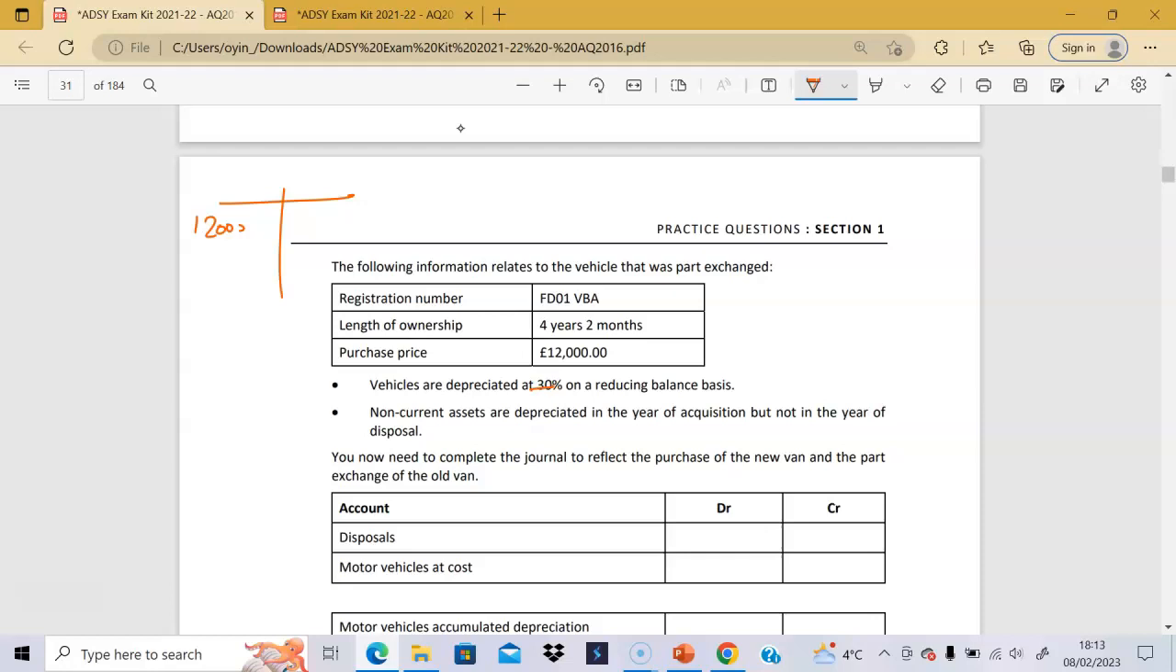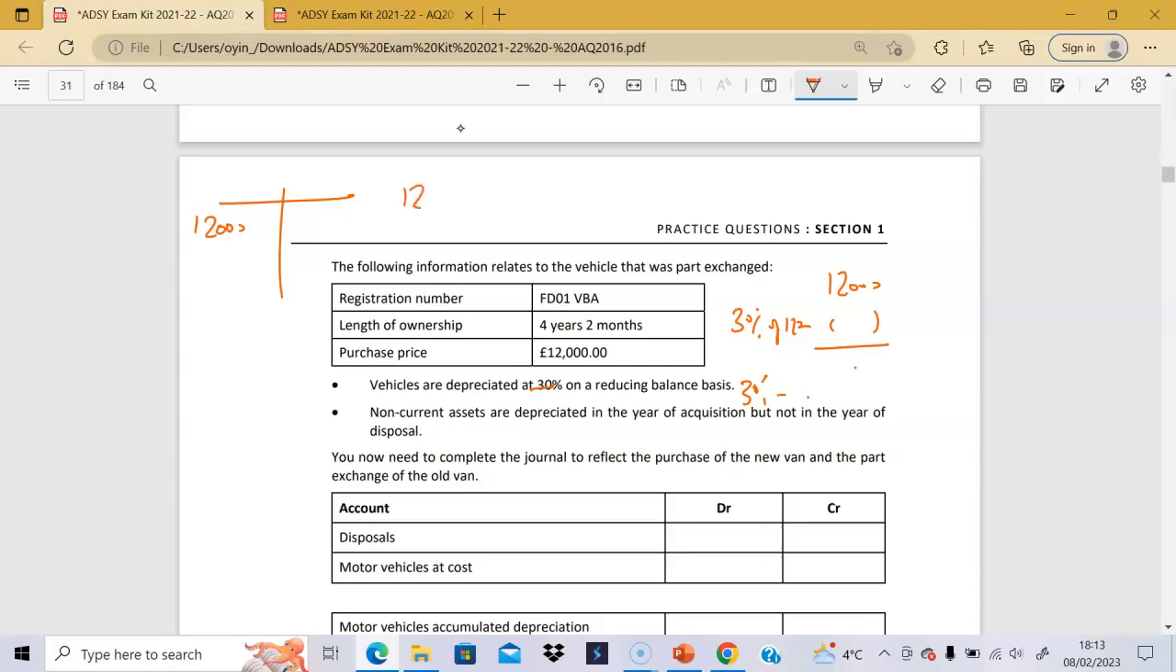So 12 grand. In effect, it's up to you how you go for the 30% reducing balance. The point is, take 12 grand, find 30% of it, and deduct that from this. And whenever you get your answer, take 30% of that again, and deduct, right? So let's go through it really quickly, right?